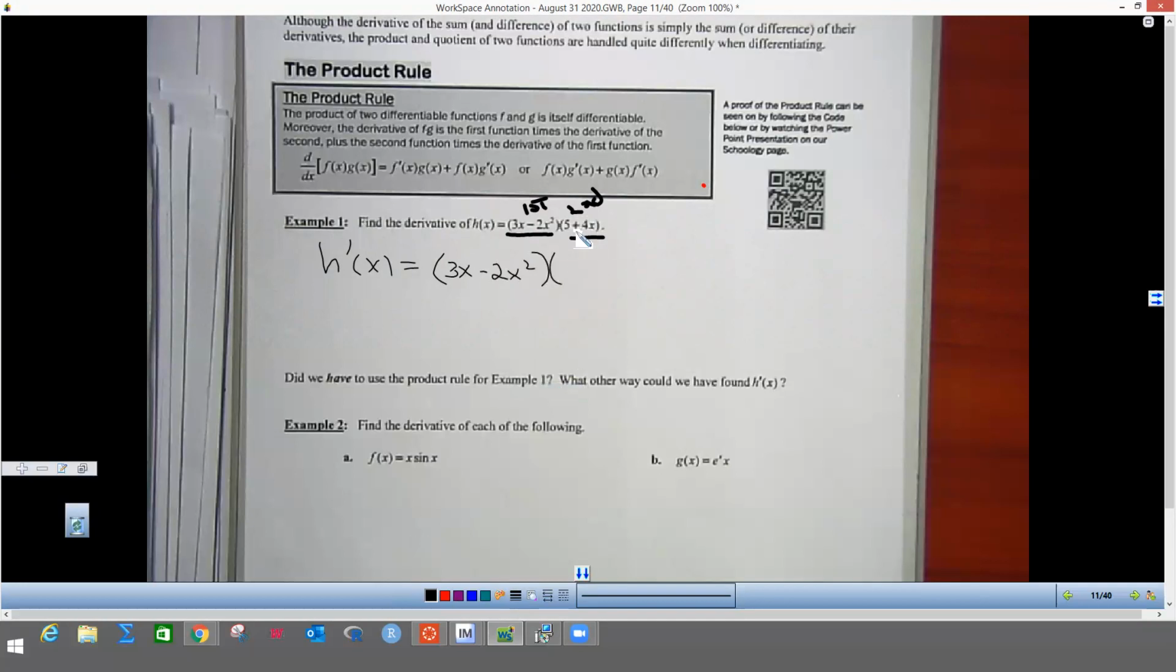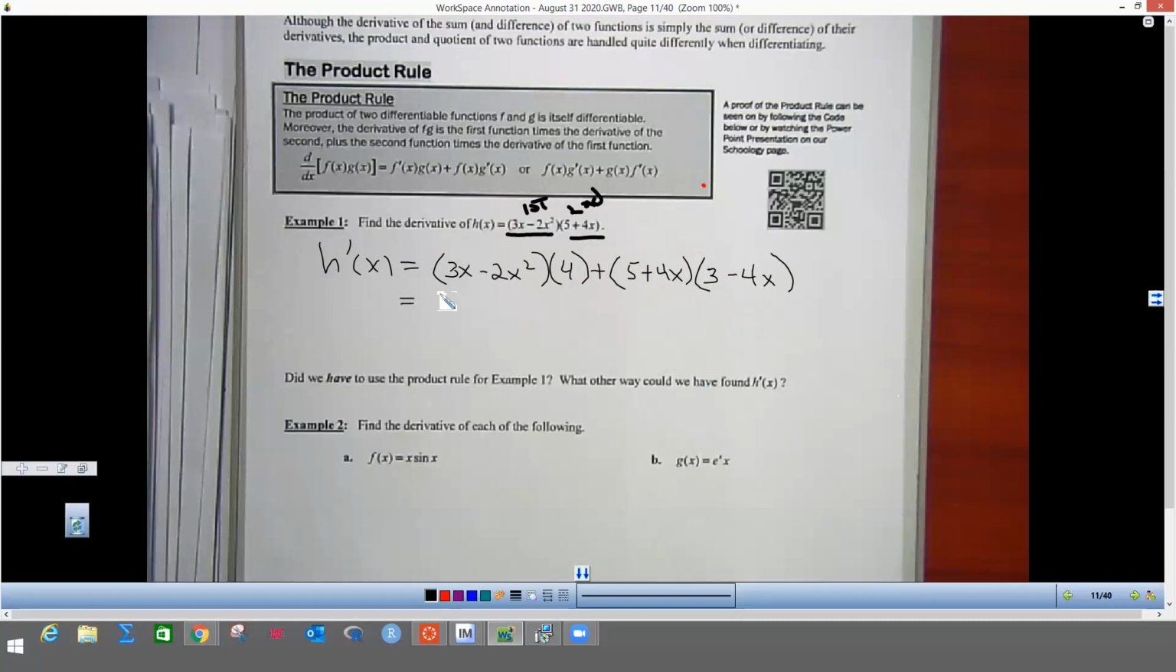Well, the derivative of 5 is 0, and the derivative of 4x is 4. And then it's plus the second function, so I write it exactly like it is, times the derivative of the first function, which the derivative of 3x is 3, and the derivative of negative 2x squared, you take 2 times 2 is negative 4, and lower that power by 1. So there's your derivative. You're done right there.